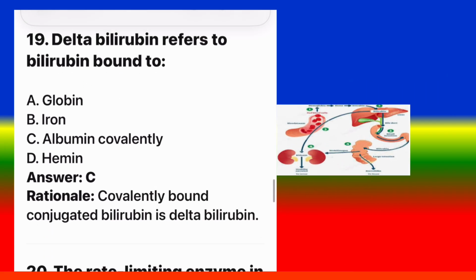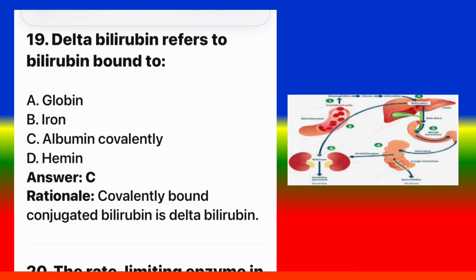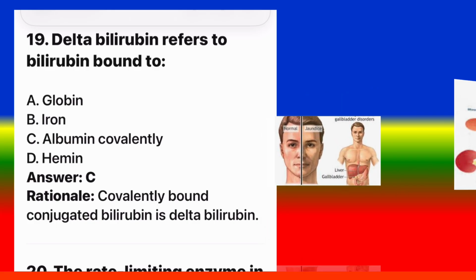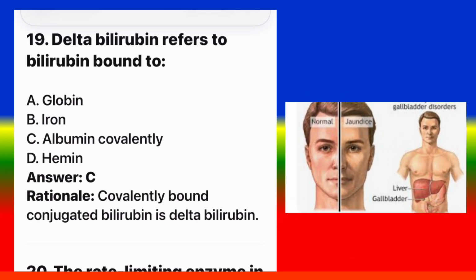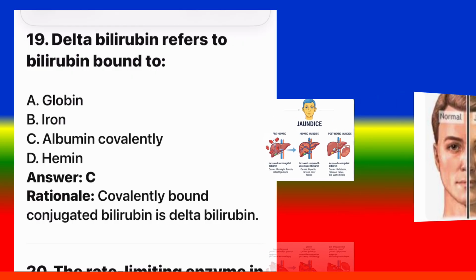19. Delta bilirubin refers to bilirubin bound to: A. globin, B. iron, C. albumin covalently. Answer C. Rationale: Covalently bound conjugated bilirubin is delta bilirubin.